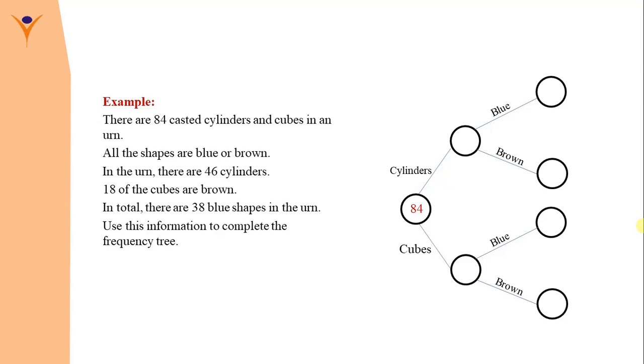Now let's see, it says in the urn there are 46 cylinders. So we go for cylinders and we put 46. So there we have 46 cylinders. Now, in the next sentence, it says 18 of the cubes are brown. So where is the circle representing cubes? We have it there, and it's split into blue and brown, and then 18 are brown. So where we have brown, we put 18.